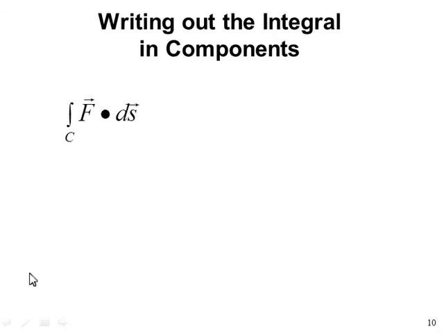Now, you can also perform dot products using the fact that the i, j, and k unit vectors are perpendicular to one another. So i dot j is 0. Of course, i dot i is 1. Let's go through it step by step.